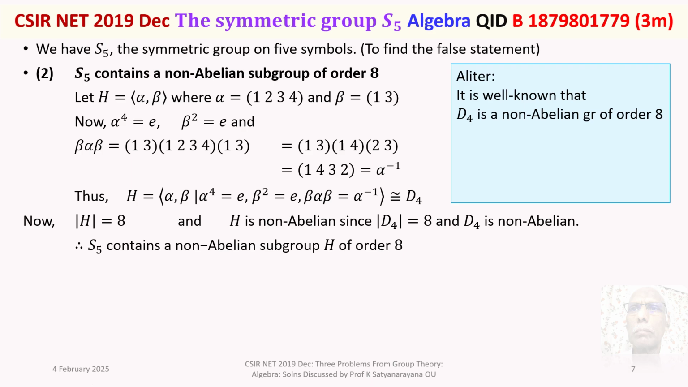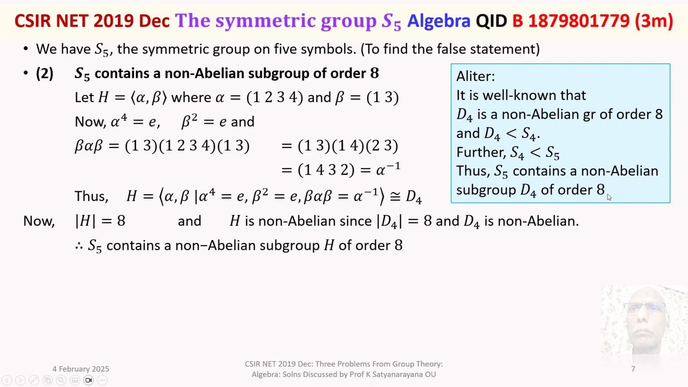And it is known D4 is a subgroup of S4. This is there in the Gallian book. D4 is a non-abelian group of order 8 is very well known, and D4 is a subgroup of S4 is there in the Gallian book. And further, S4 is a subgroup of S5. Take S5 and fix any one symbol, then you will get S4, which is a subgroup of S5. So that's what we have proved. S5 contains a non-abelian subgroup D4 of order 8. It's the same result. And thus option 2 is true.